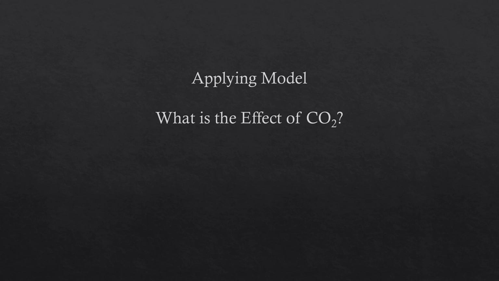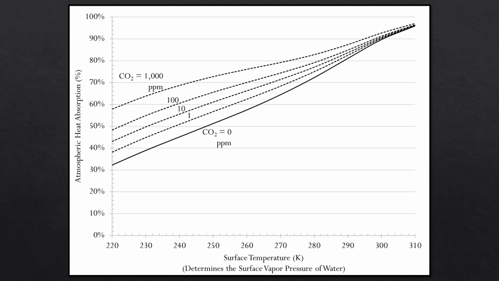The goal of this model was to enable an average scientist to generate a general atmospheric heat absorption curve for the atmosphere with varying concentration of substances. One of key interest is the effect of CO2. Here's the effect from CO2. The y-axis is atmospheric heat absorption, while the x-axis is surface temperature, which determines the concentration of water vapor in the atmosphere. The CO2 concentration varies from 0 parts per million to 1,000 parts per million.